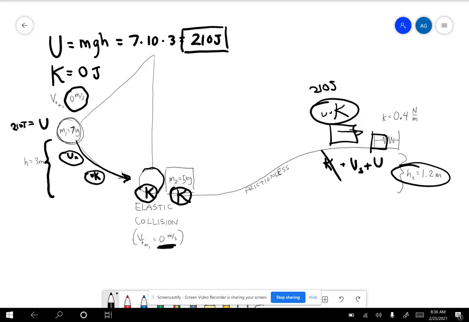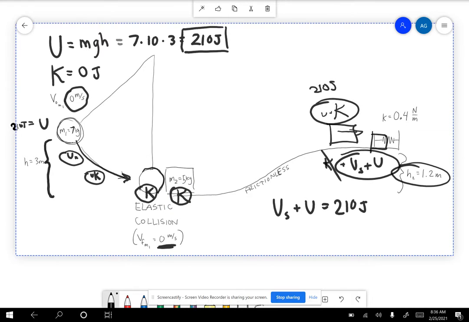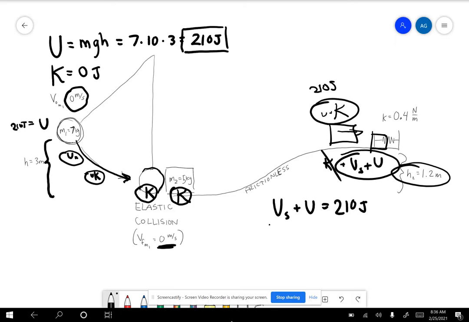So we know that at the end here, U of the spring plus U from gravity needs to be 210 joules. Now, you may have collectively found some values here, but you didn't need to. The big point was that there's no work being done anywhere in this situation, so all of the energy is conserved. So spring potential says that we have 1/2 kx squared. Again, that x is what we're looking for. Plus mgh equals 210.